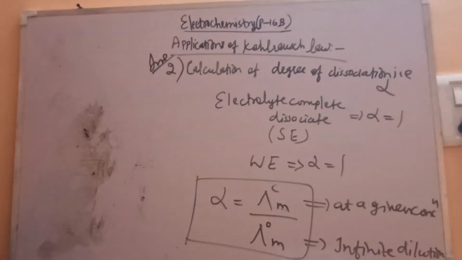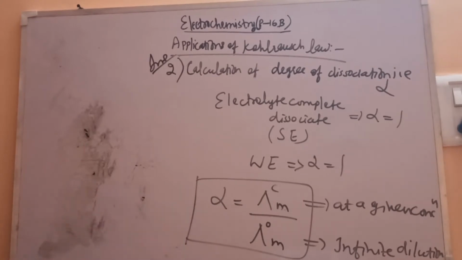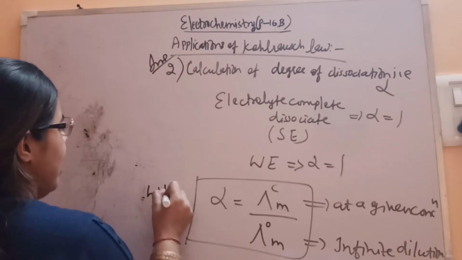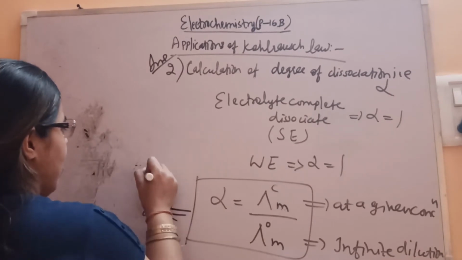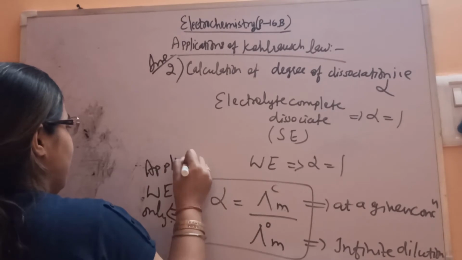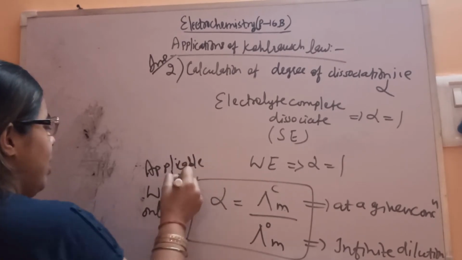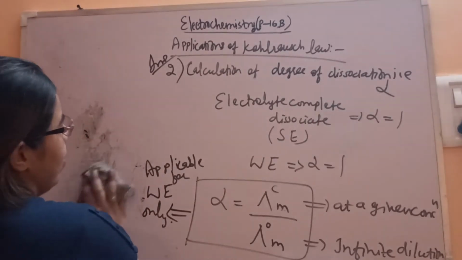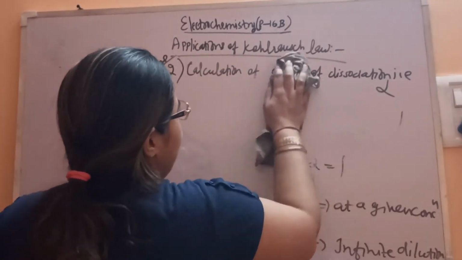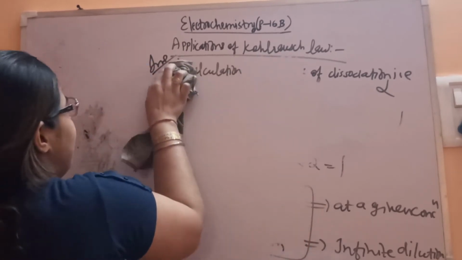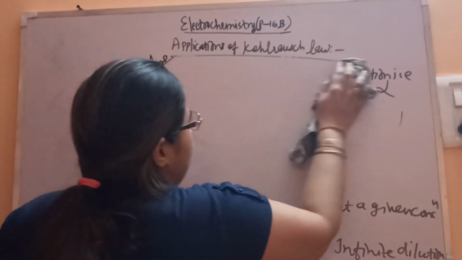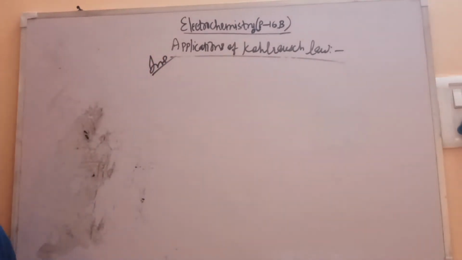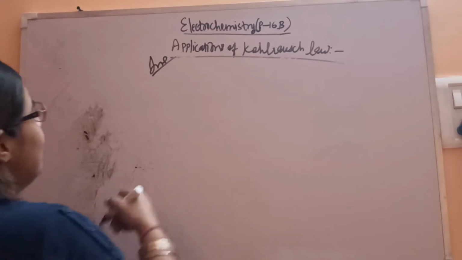Fine. Now let's see the next one. Third application. So this alpha is applicable for weak electrolytes only. Fine. So let's see the third one now. Third is for the calculation of what? Dissociation constant. This all is about equilibrium, but we have studied it in equilibrium. Now we are applying it here also.